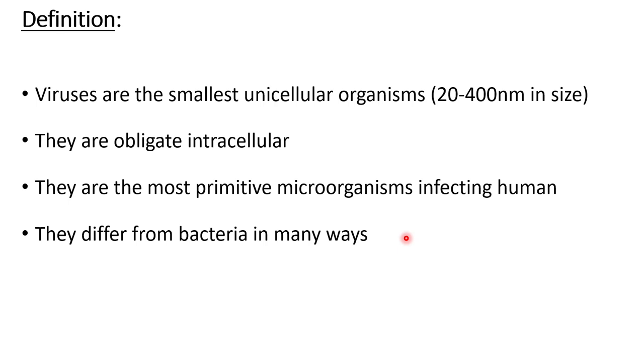So, what are viruses? These viruses are the smallest unicellular microorganisms. There are various types of microorganisms, right? Bacteria, virus, fungus, parasite. Compared to all these microorganisms, viruses are the smallest ones, measuring about 20 to 400 nanometers in size. Bacteria measure in micrometers, whereas viruses measure in nanometers. Approximately, viruses are 1000 times smaller than bacteria.